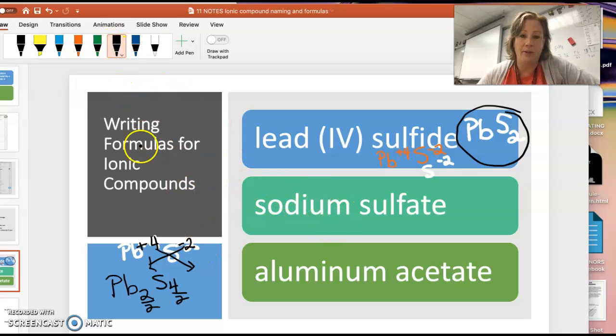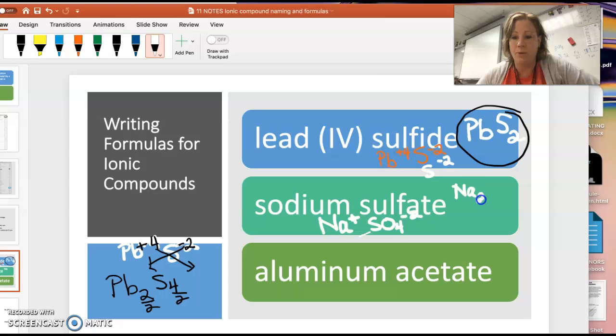Another example here, sodium sulfate. Sodium is in that first column, so it's +1. Sulfate, we just saw on our polyatomic ion chart, that it's -2. So I'm going to need 2 sodiums. I can bring that 2 down. I can also just see that I would need 2 of these for every 1 of these.